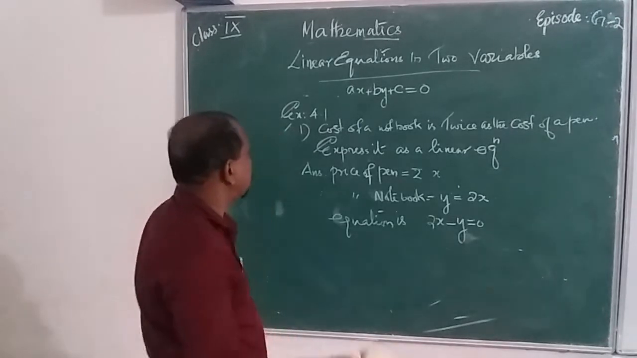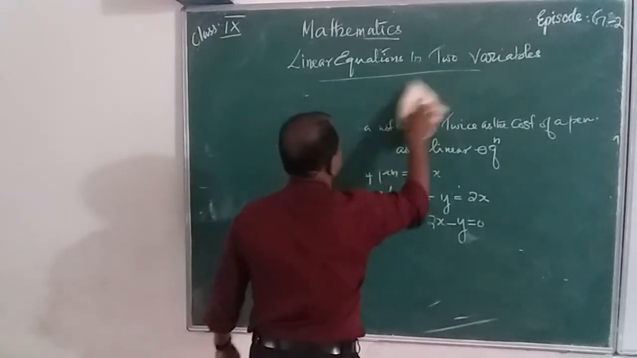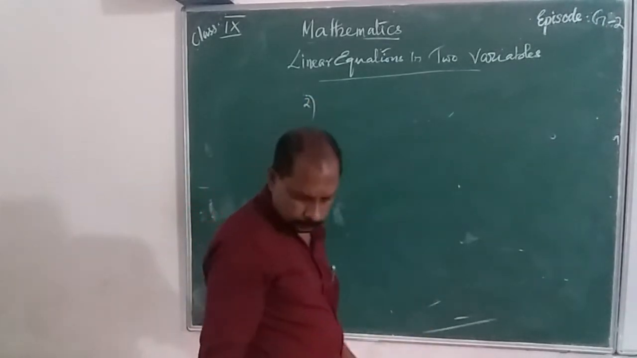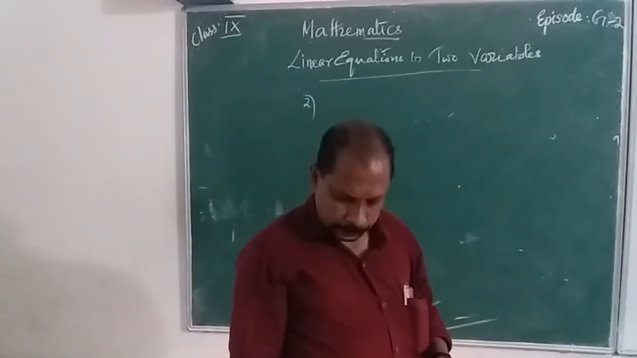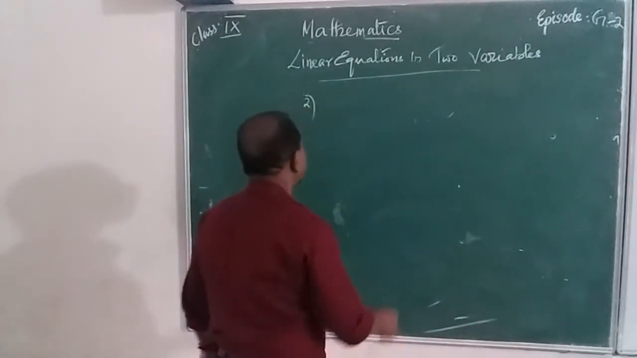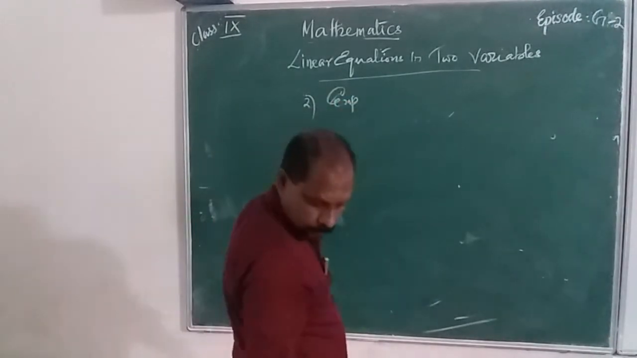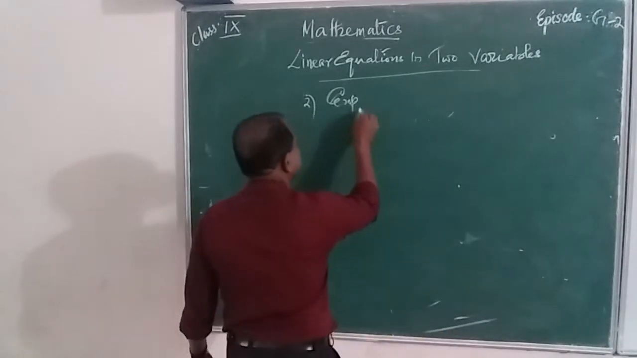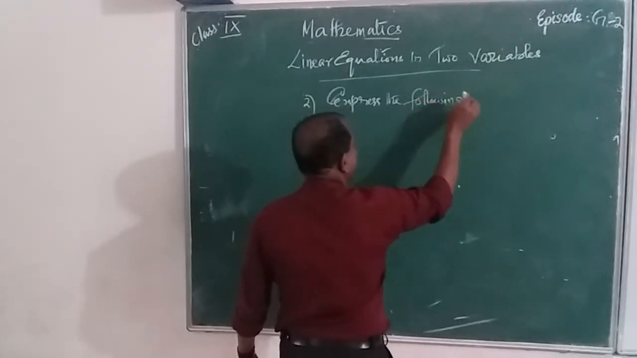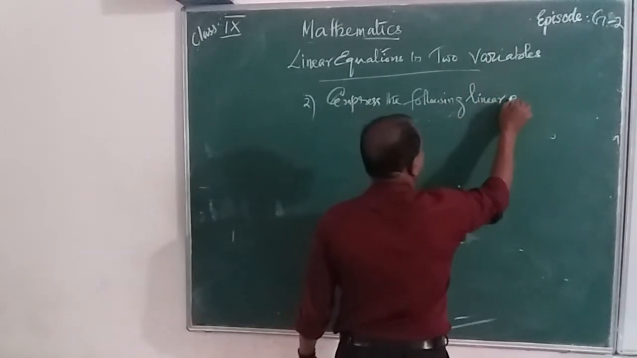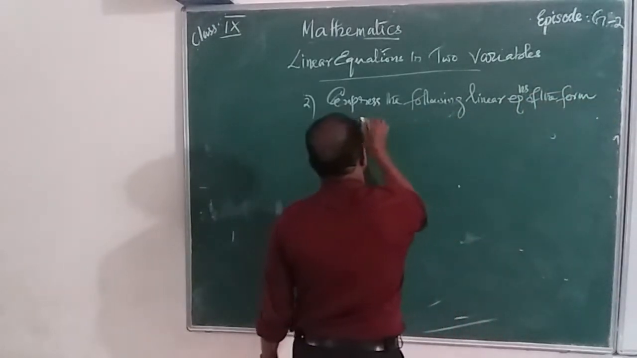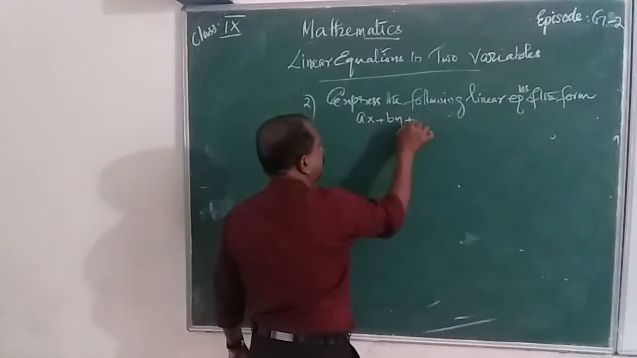Okay. Then question number 2. Express the following linear equations in the form, that is the general form, ax plus by plus c is equal to 0.